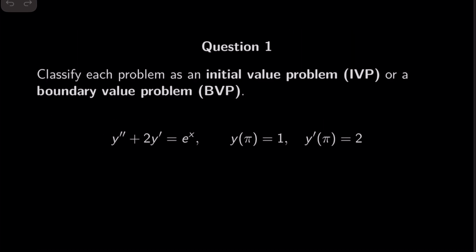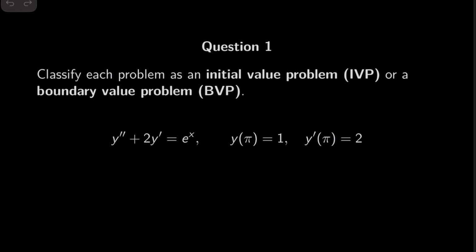Question number 1. We have to determine if the given problem is an IVP or a BVP. So we have the differential equation given as y double prime plus 2y prime is equal to e^x, and the subsidiary conditions given as y of pi is equal to 1 and y prime of pi is equal to 2.